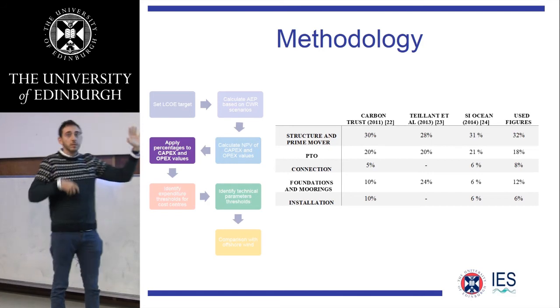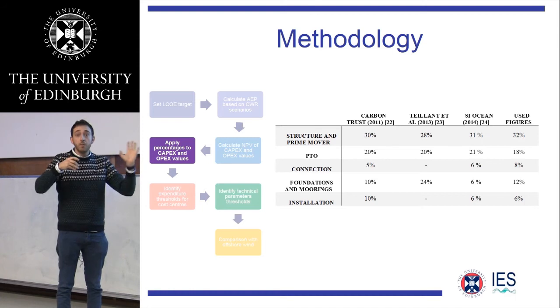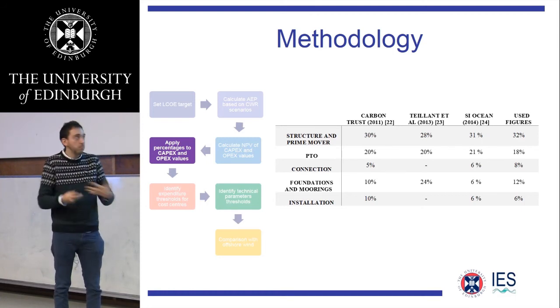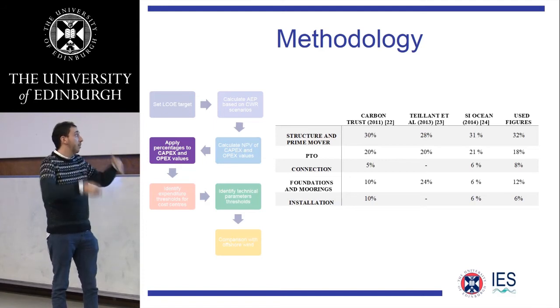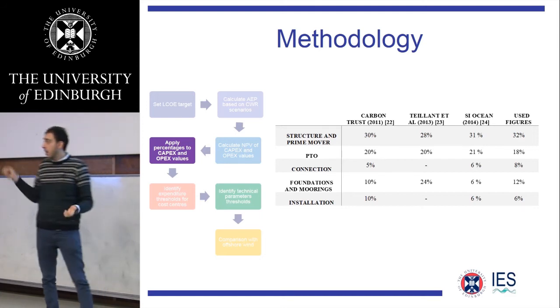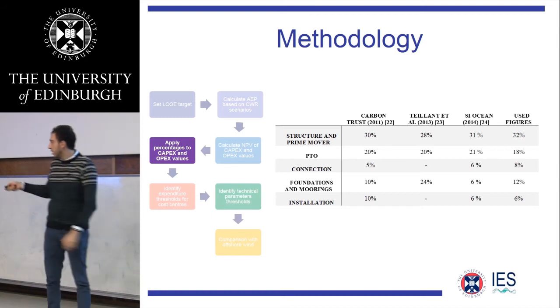There have been lots of reports where there's a split of CAPEX, and actually most of them are pretty similar. The structure and prime mover is the highest one, with around 30%. PTO is the second one, around 20-something percent. Then connection, then foundation and moorings, and then installation. You can find many different figures, but most of them are more or less on the same page.